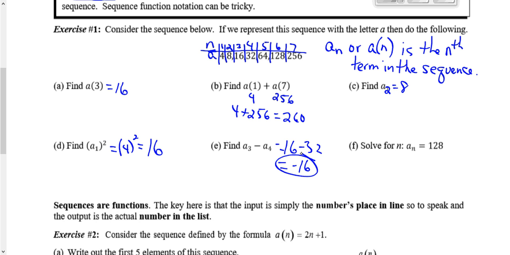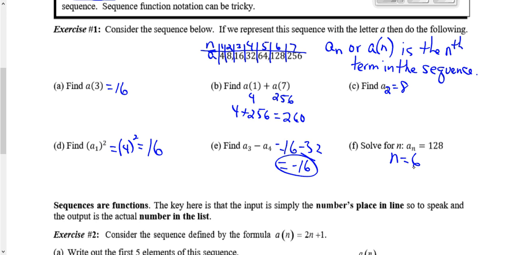And now we want to solve for n, right? What do you mean solve for n? That's just the number of the term, but that's easy, right? They gave you the term, so what's the number in the sequence? 6. It's 128, right? n equals 6. Okay.